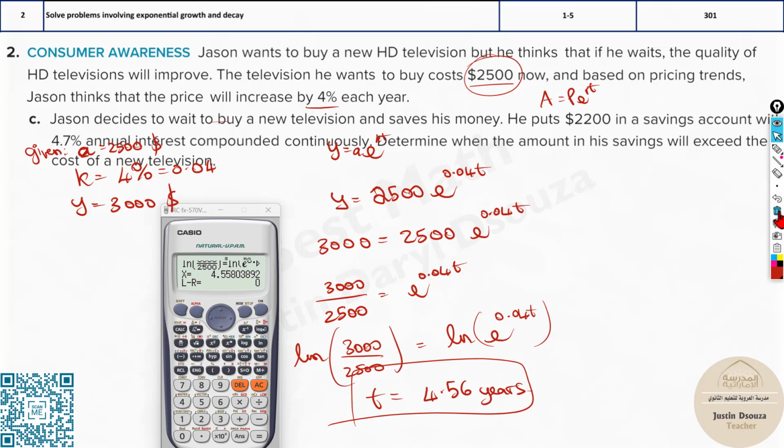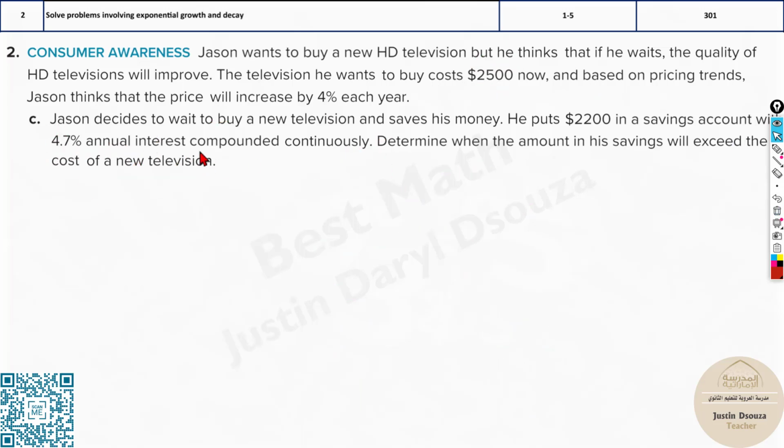Okay, there is a C part as well. Let's look into this. Jason decides to wait to buy a new television and saves his money. He puts $2,200 in a savings account with 4.7% annual interest compounded continuously. Determine when the amount in his savings will exceed the cost of the new television. Okay, this is interesting. What they are saying is, he knows this television will initially cost 2,500 and it's increasing 4% every year. Now what he does is he saves $2,200 in the bank, but that will compound every year at 4.7%.